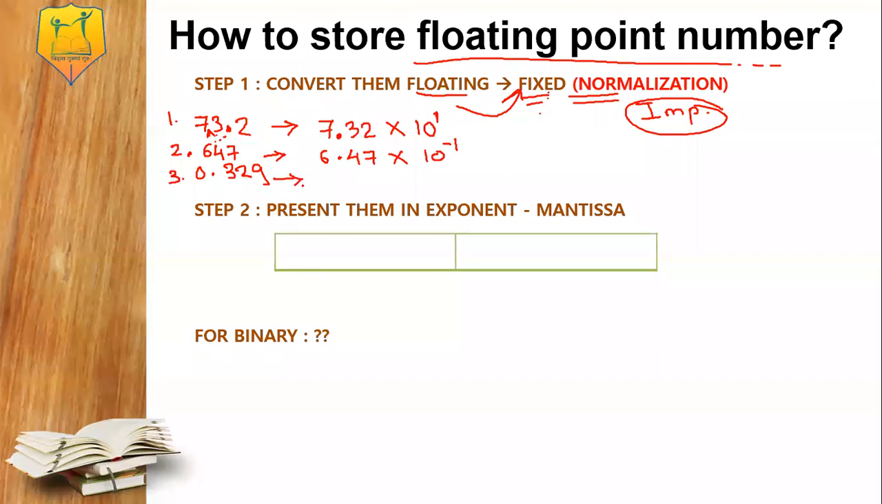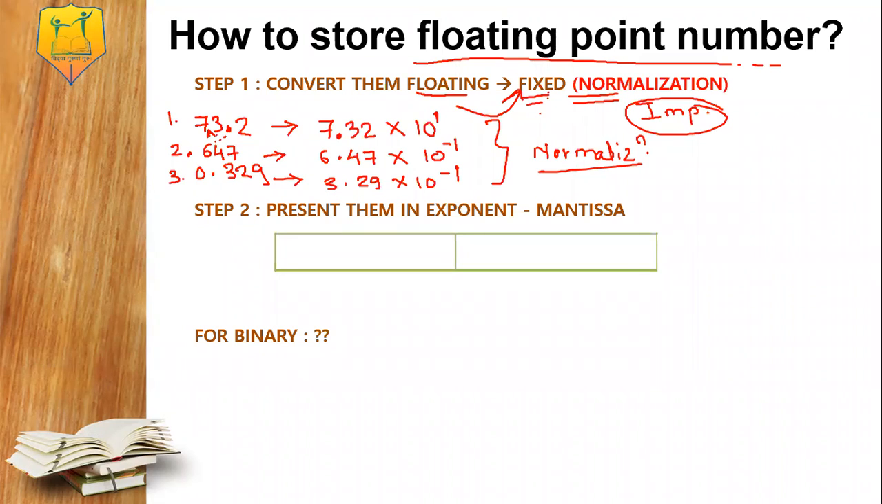The last one, 0.329, it's the same again, it's 3.29 into 10 raised to minus 1. Hope you understand this. Okay, this process is called the normalization process. Okay, this process is called normalization.